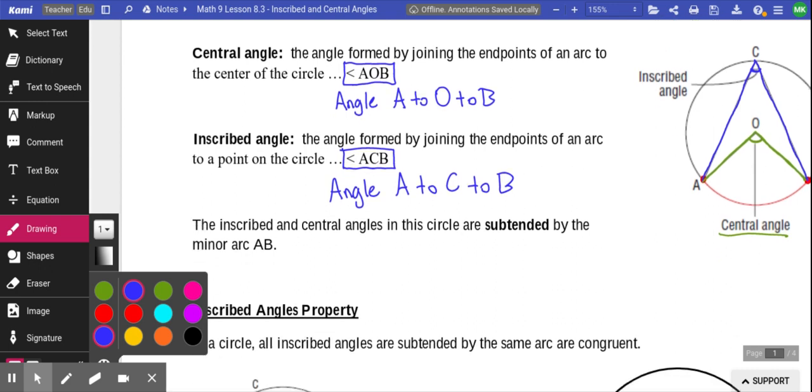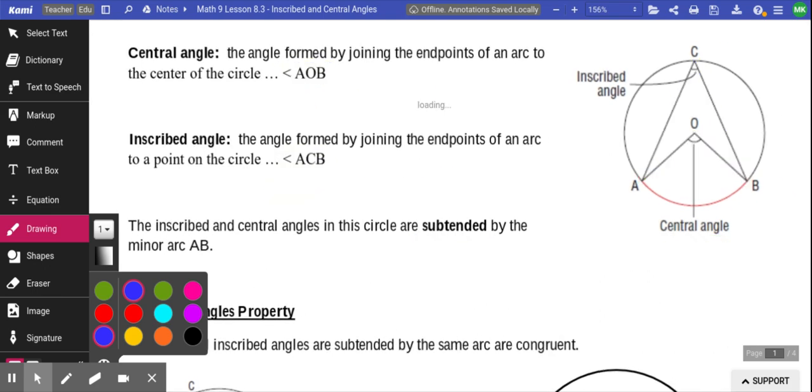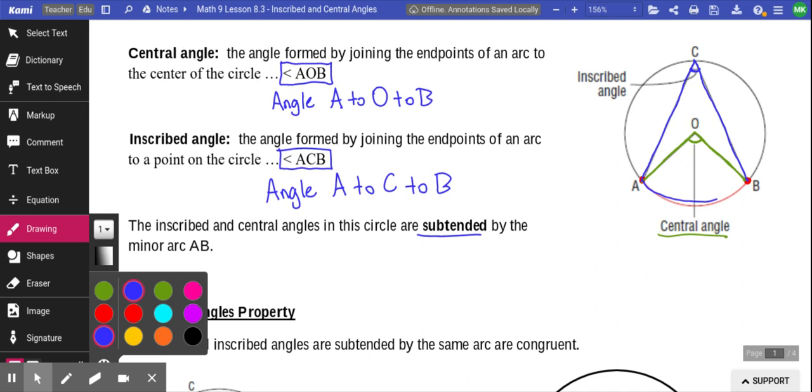Definition, I don't use it very often, but the inscribed and central angles in this circle are subtended by the minor arc AB. That means if you were to connect A and B, you get this arc right here, and that's subtending those points. We don't really talk about subtending very much. I wouldn't stress it. The big thing is knowing central angles and inscribed angles. Central angles go through the center of the circle. Inscribed angles go to another point on the circle.